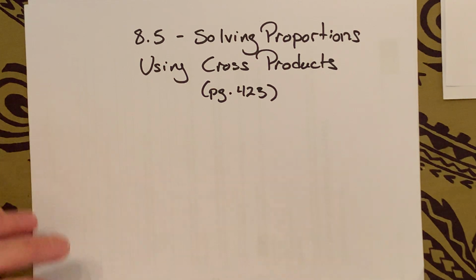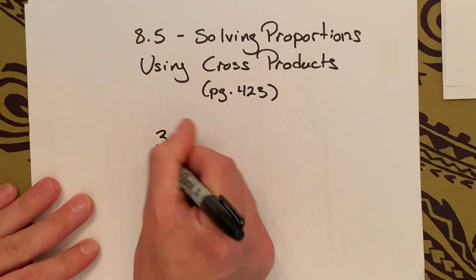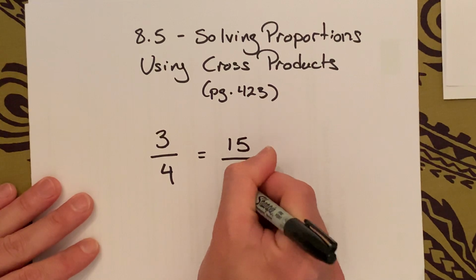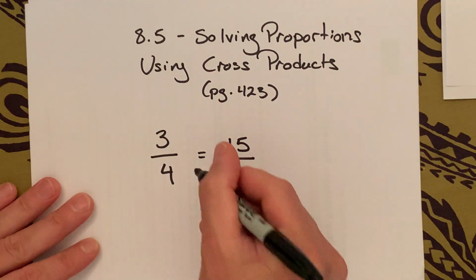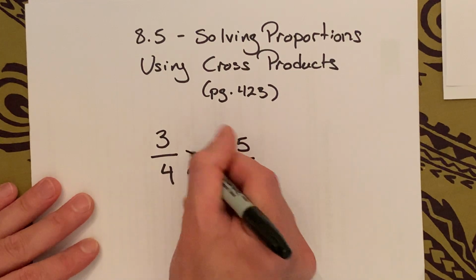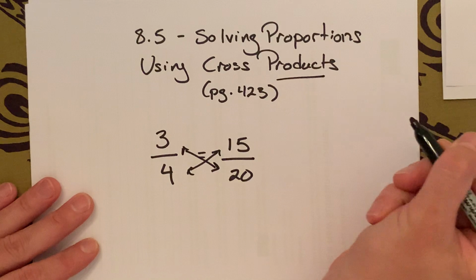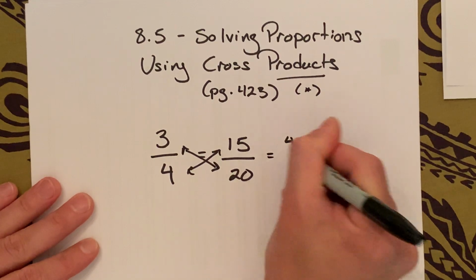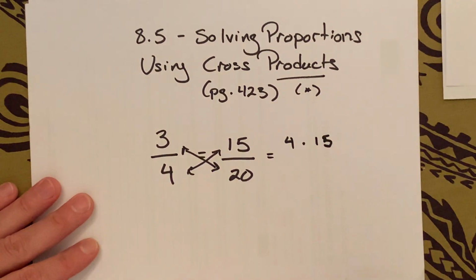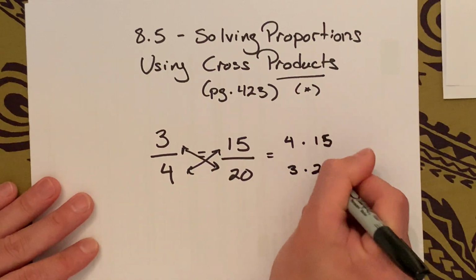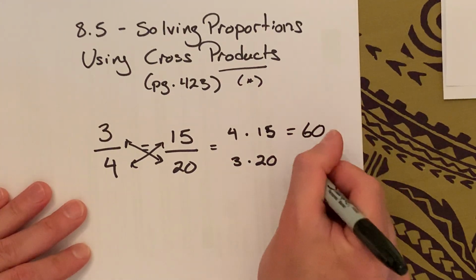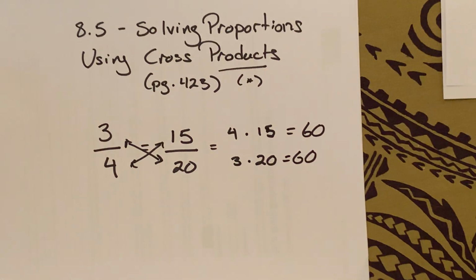So let's take a look at an example here. 3/4 is equal to 15/20. So again, going diagonally, the cross products are equal. Now the word product means, hopefully you said multiply. And so if I multiply 4 times 15, and then I multiply 3 times 20, my cross products should be equal. And guess what? They are. 4 times 15 is 60, and 3 times 20 is also 60. And so you're probably saying to me, well, yeah, I guess that makes sense. That's not too crazy, right?